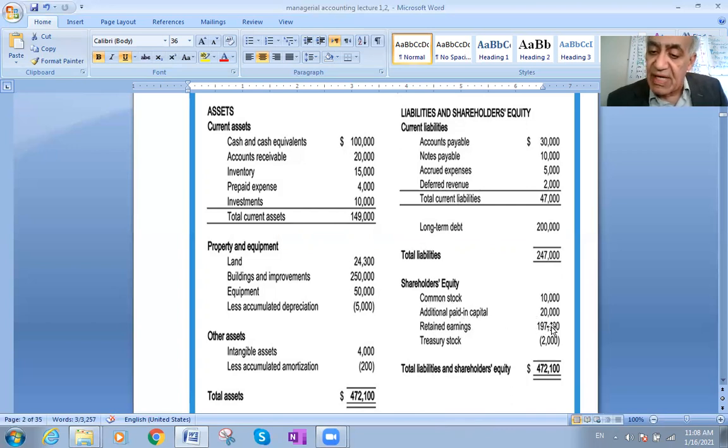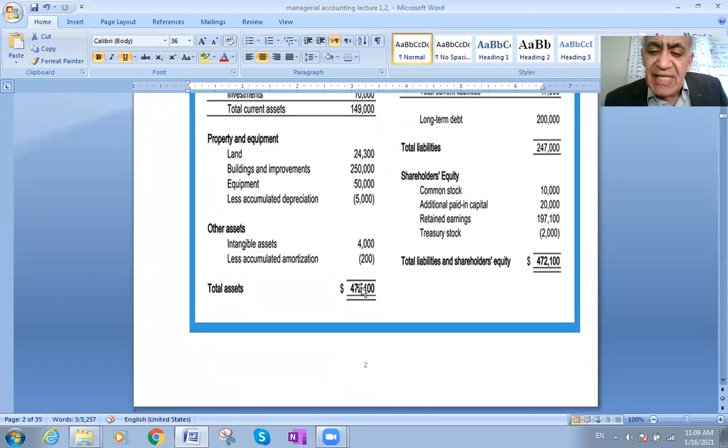If I have earnings, I will add it here. But these earnings I didn't distribute yet, they are retained. 179, but I will deduct the treasury stock of the $2,000. When I balance the sheet, it means the assets must equal the liabilities and equity. Both sides must be the same.